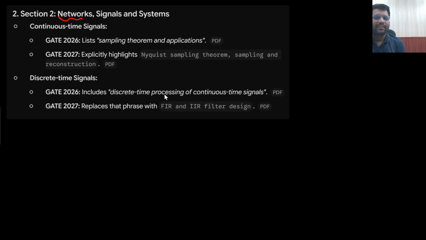Sampling theorem and application has been replaced with the Nyquist sampling theorem, sampling and reconstruction. This is just that change of wording, nothing else. They are only talking about sampling in detail in roughly around 6 to 7 hours with all the questions and everything. We have covered sampling. Not a single question will be asked apart from that. I can guarantee this particular thing.